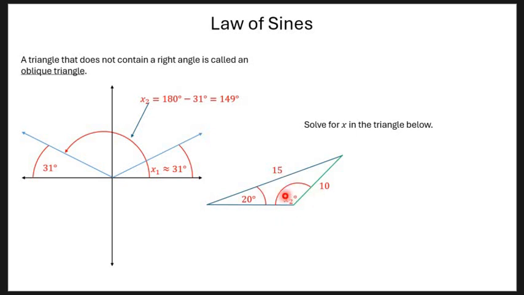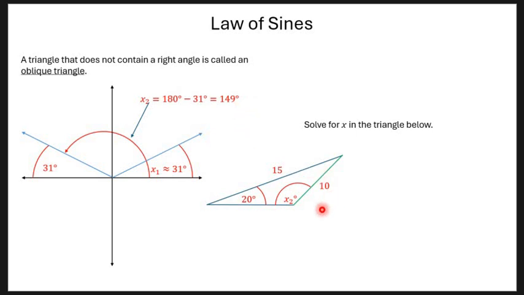So I found both triangles' x values. So the x for the first one, the bigger triangle, was 31 degrees, that's x1. And the second x value I found here is 149 degrees. So I found both triangles there. Let's look at another example.